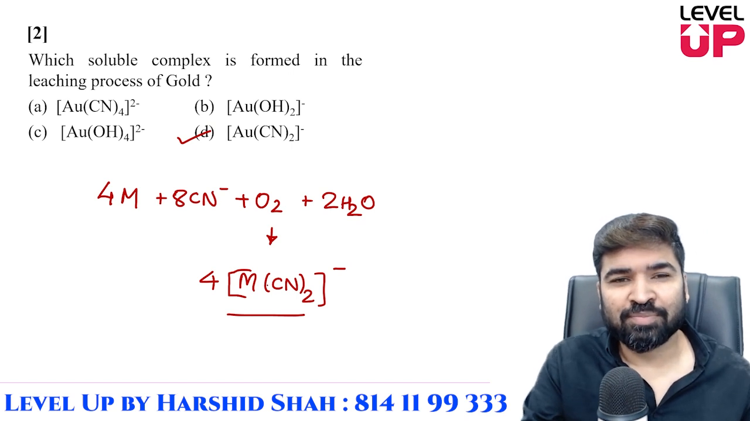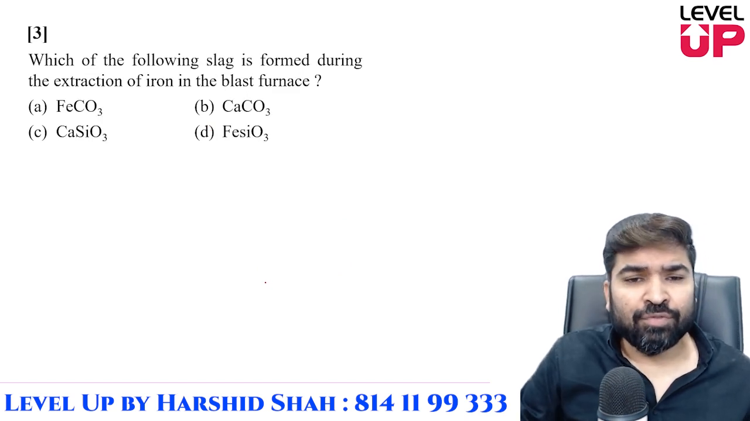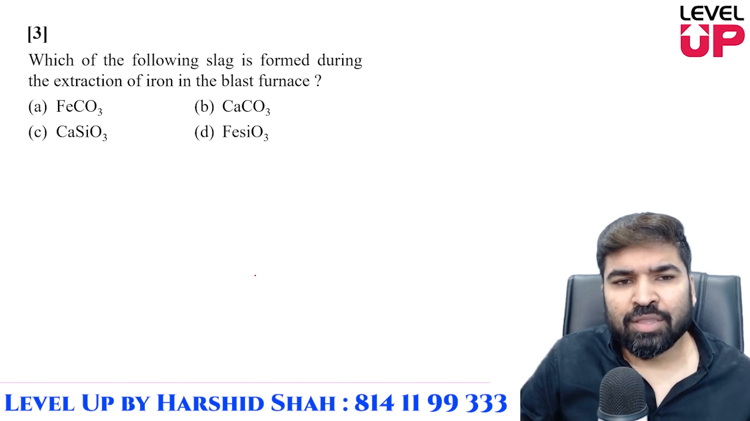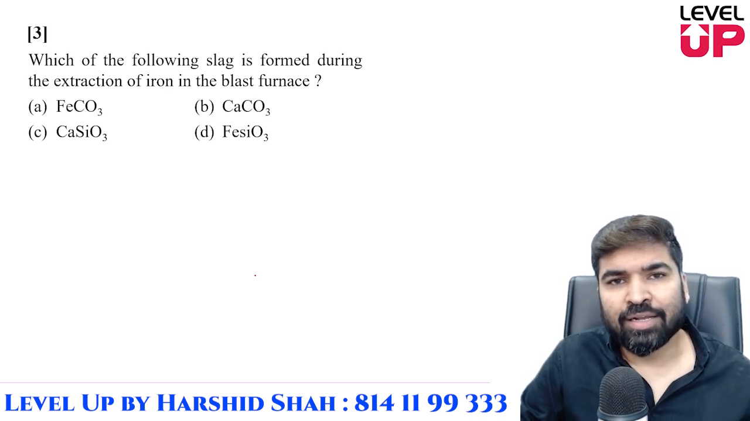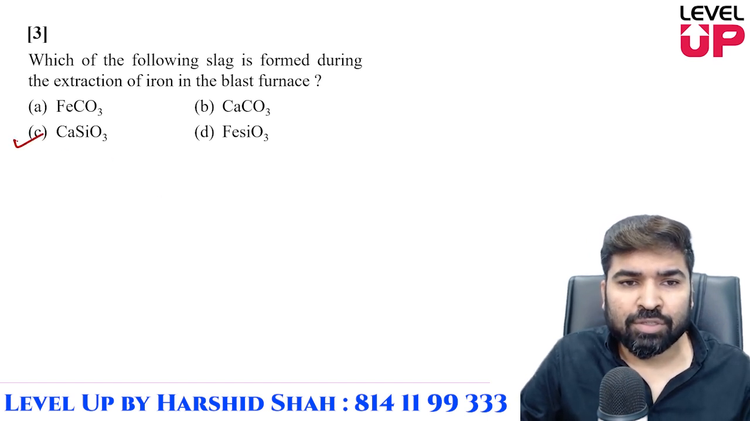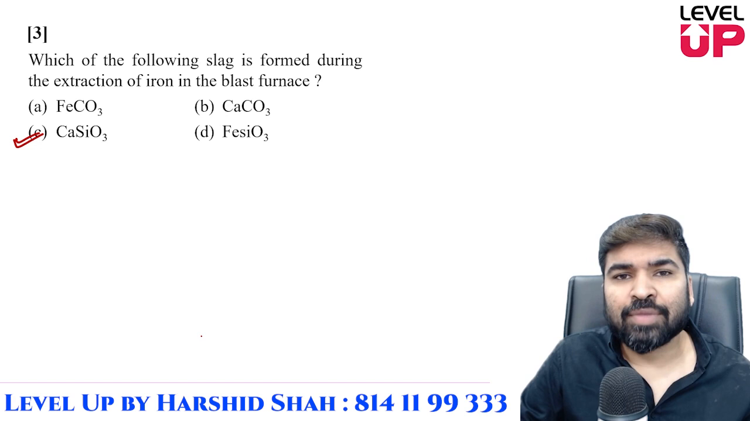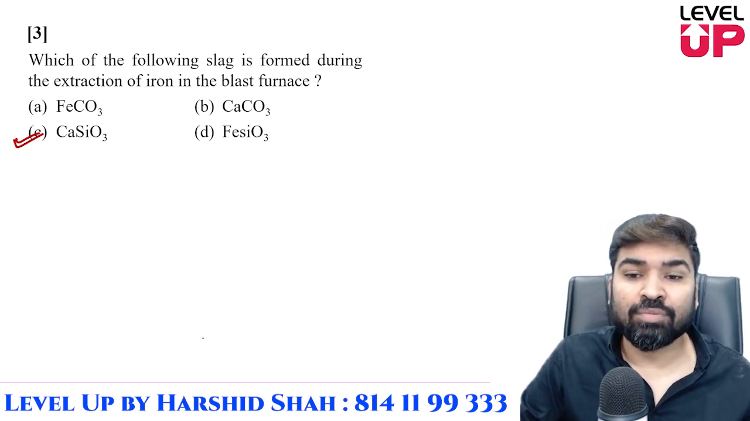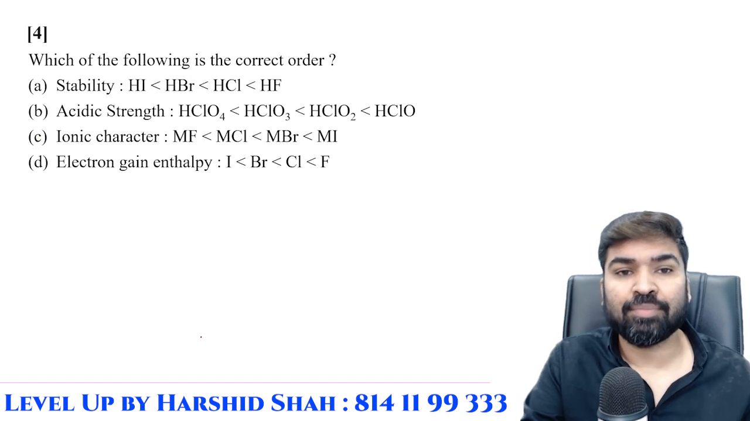It's very simple, right? Which of the following is the slag formed during the extraction of iron in the blast furnace? It's very simple. Iron, when it is extracted, we add calcium carbonate to it, right? Calcium silicate would be the slag which is formed, right? So calcium oxide and silicon dioxide will combine together and they'll form the slag, which is calcium silicate.